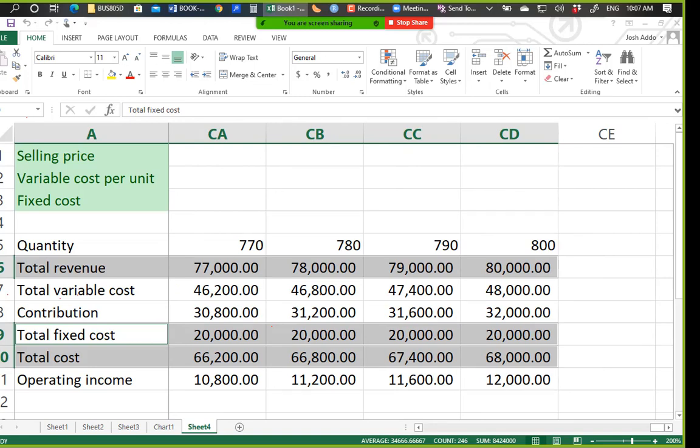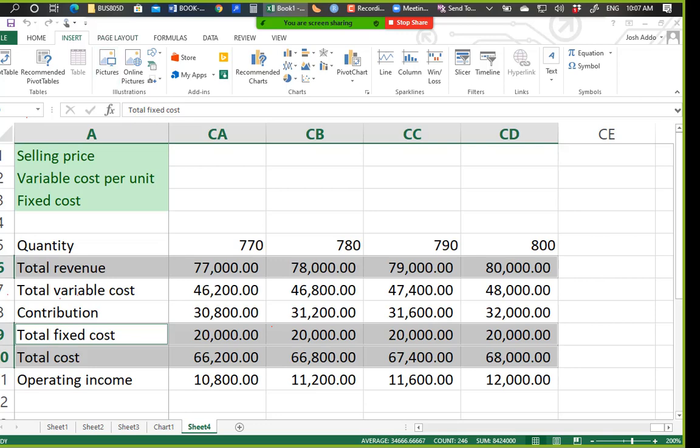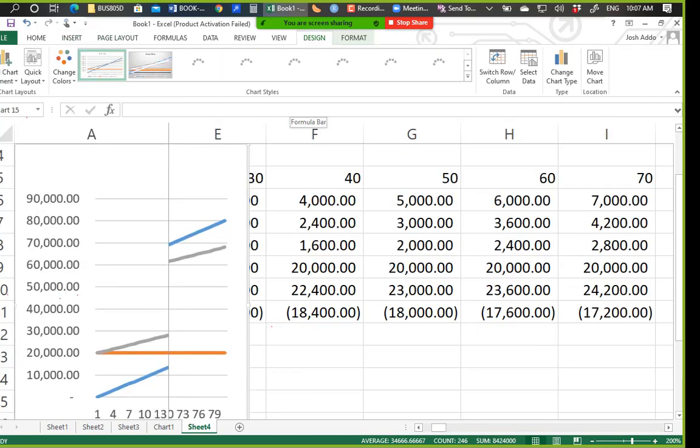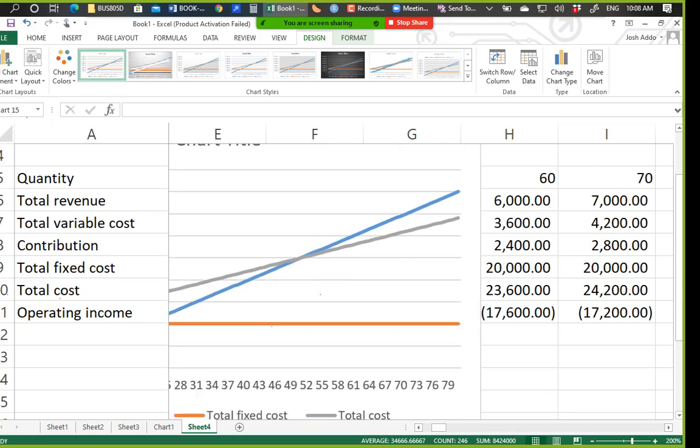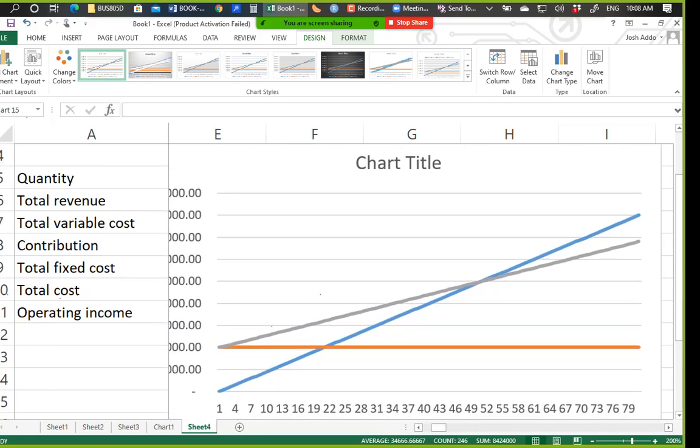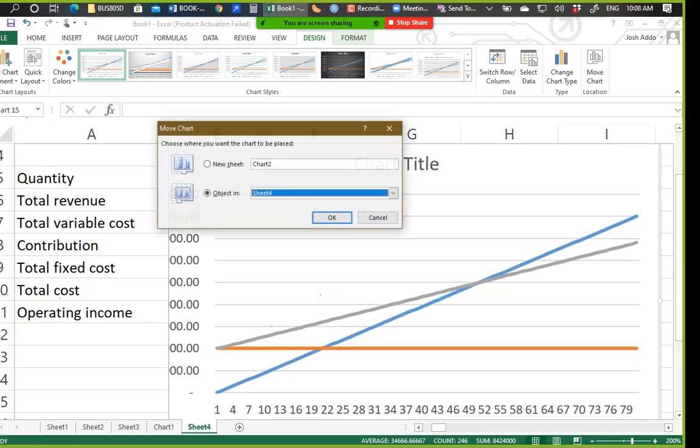Okay. And I do the graph again. Let me do the graph again. Line and this. Okay, let me move it to its own chart so we can see it well. Chart sheet 2.